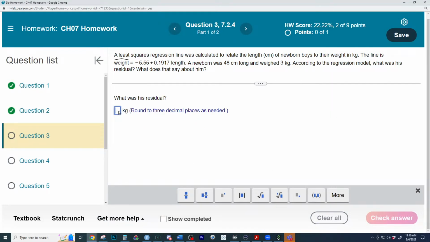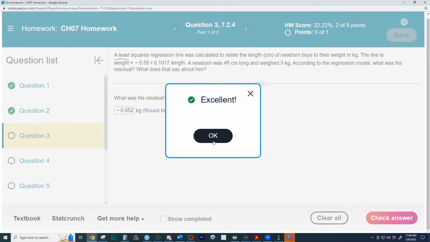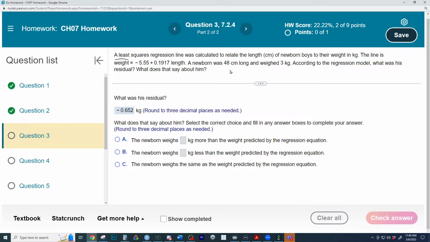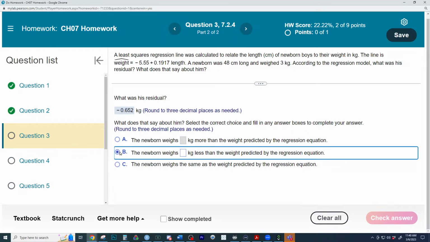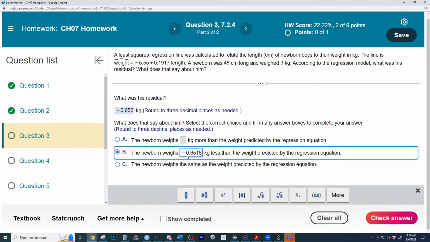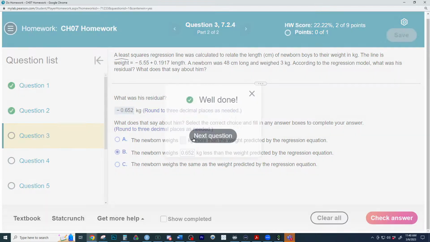Really good question. Just knowing how to find residuals and solve for them is really good because it's a multi-part question where you have to know the notation and then solve for it. What does this say about him? Well, we just said the newborn baby weighed more than the weight predicted. No, less than the weight predicted.